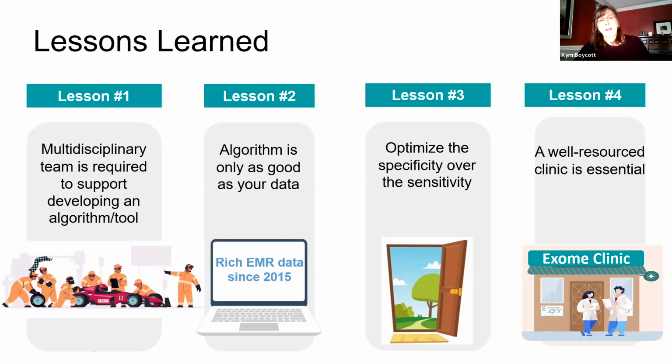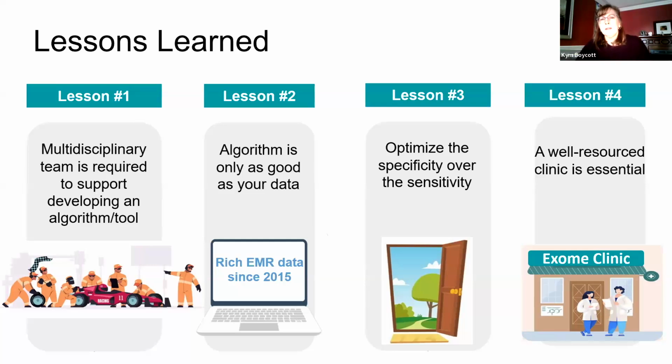The second is the algorithm is only as good as your data. So the quality of data within your electronic medical record has to be good, and any mistakes that come in or missing pieces of information, all of those can mess with your algorithm and cause false positive flags. So there has to be a lot of education to providers about making sure they submit quality information when they're closing their charts.